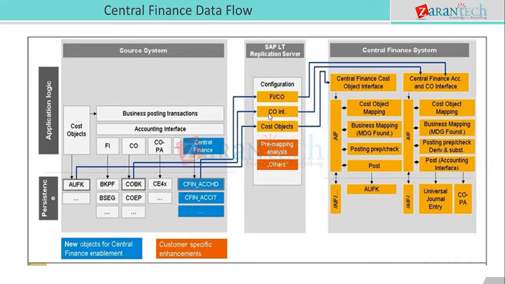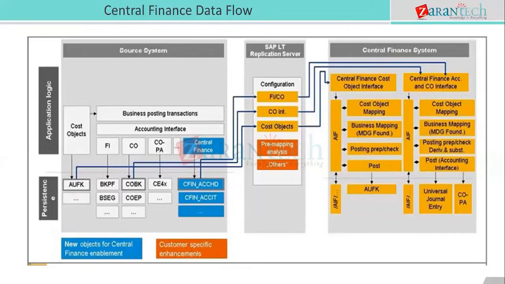Okay, and there is one more interface we call replication of CO internal posting. CO internal posting will always take the data, very, very important, from here. If you see this arrow mark, it is going to take the data from the AUFK and from the COBK. COBK is the header table of the controlling. So if you see this arrow mark, this interface is going to take the data from the CO interface.